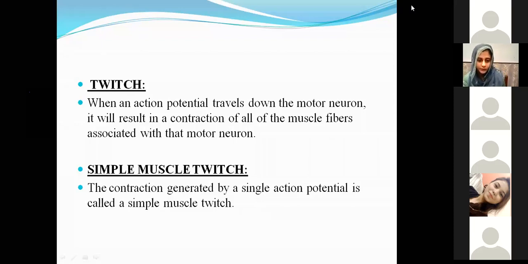So there can be a single twitch as well as multiple twitches. So we will see कि simple muscle twitch में क्या होता है. In simple muscle twitch, the contraction is generated by a single action potential. And अगर there is a single action potential और वो एक simple contraction करवा रहा है muscle में, तो that is called a simple muscle twitch. अगर there are multiple and continuous action potentials आ रहे हैं और multiple contractions हो रही हैं, तो that we will call multiple twitches. लेकिन our practical is of single twitch. So this is about what is twitch.